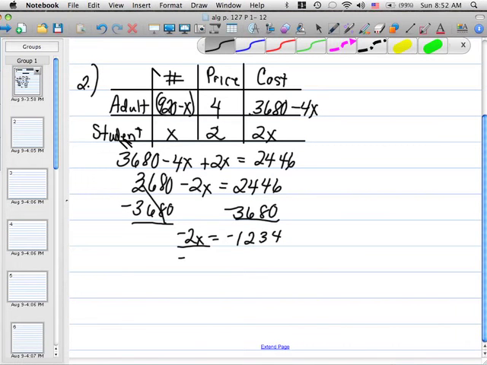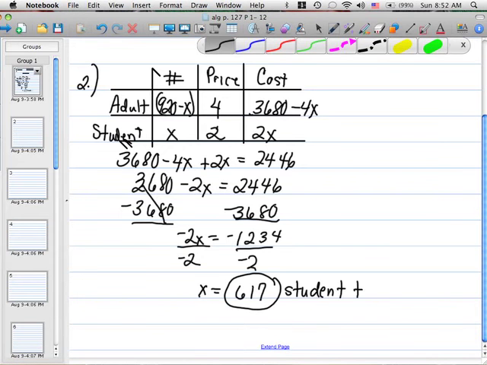Divide by negative 2, and we get x equals 617. And that was the number of student tickets. So we have our answer. There were 617 student tickets sold.